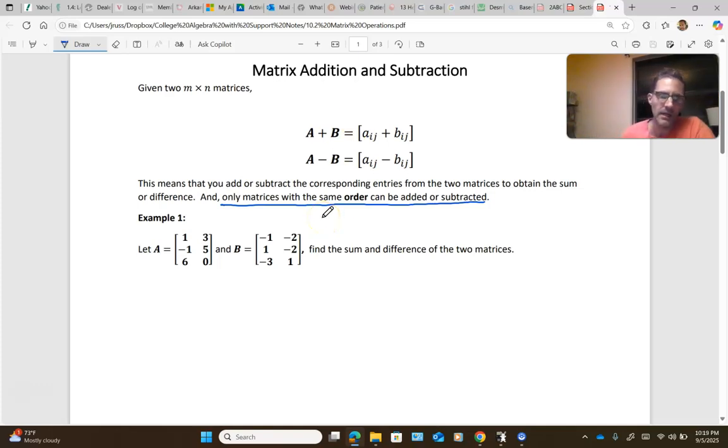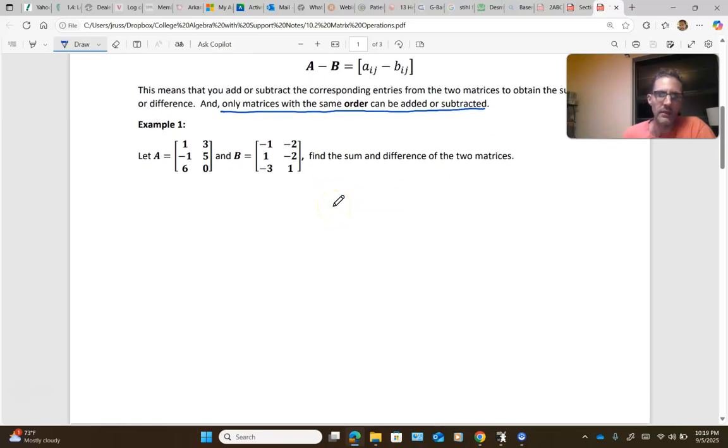So anyway, let's look at example 1 right here. We've got matrix A, and let's identify its order. It is a 3 by 2, because it's got 3 rows and 2 columns. And then B is also a 3 by 2 matrix. It says find the sum and difference of the two matrices.